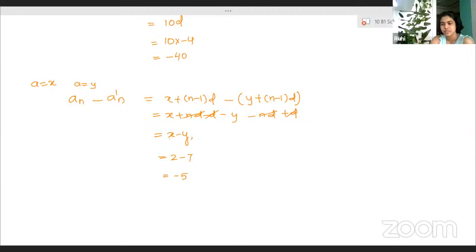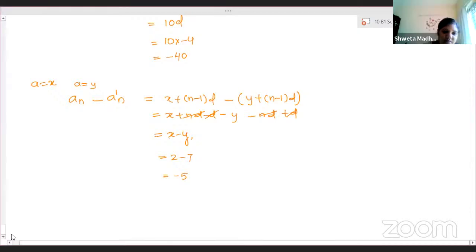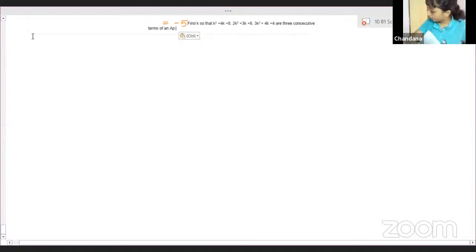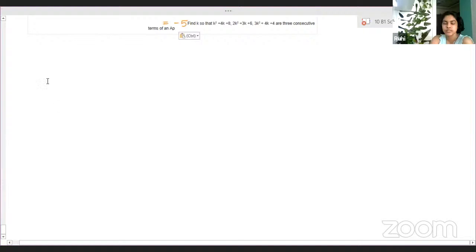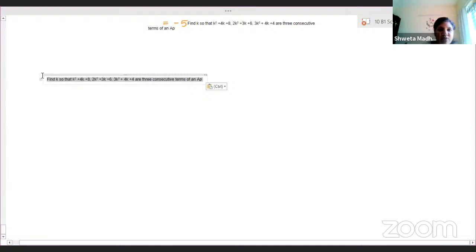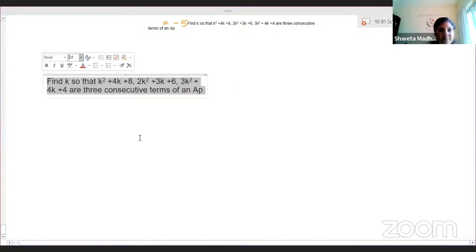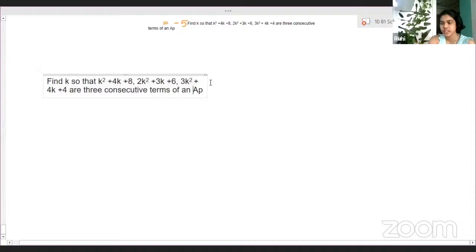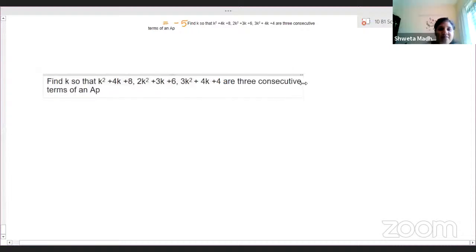Ma'am, I found the difference between these terms, but I think there are 2 values I'm getting. Maybe you are getting a quadratic equation there. Then factorize it to get the value of K.